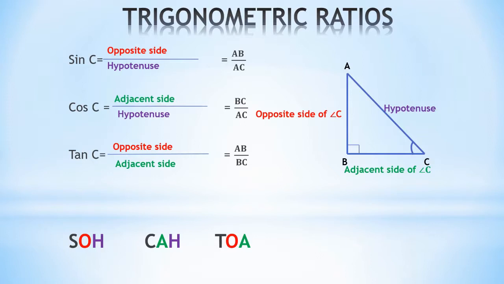In order to remember these trigonometric ratios, there is a shortcut, which is SOH, CAH, TOA. S stands for sine ratio, O stands for opposite side, H stands for hypotenuse. C stands for cos, A stands for adjacent, H stands for hypotenuse. TOA: T stands for tan, O stands for opposite side and A stands for adjacent side. So to remember it, it should be SOH, CAH, TOA.